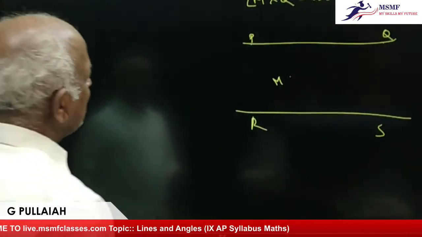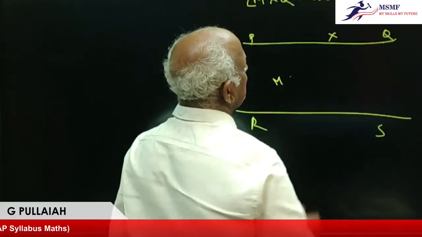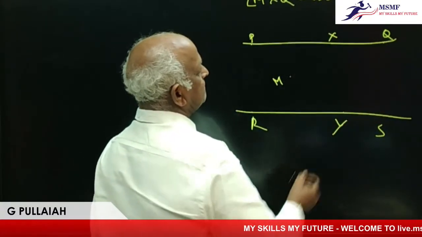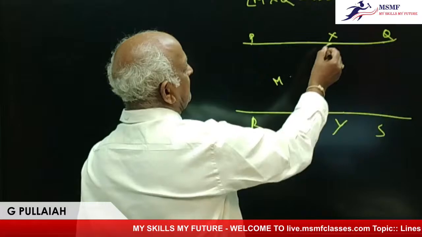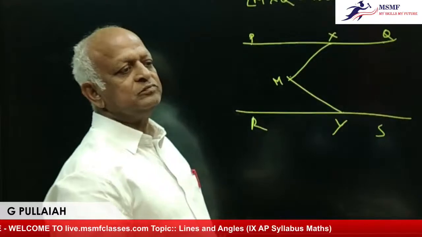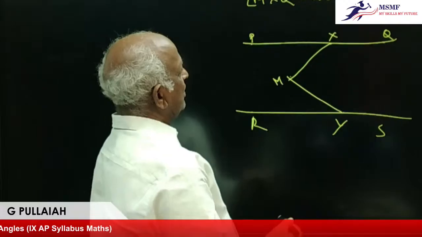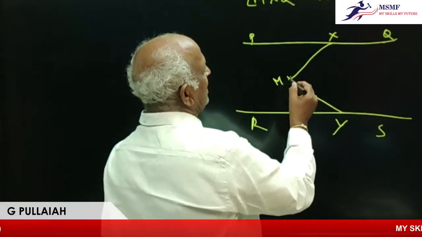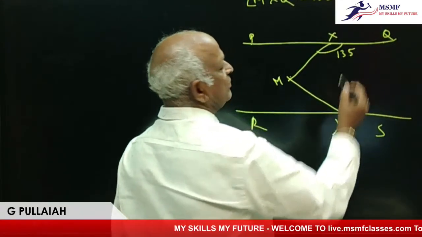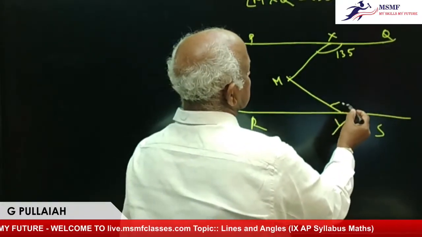Now let us take a point X on PQ and a point Y on RS. Join MX, join MY. It is given that MXQ is 135 degrees. The other, MYR, is 40 degrees.